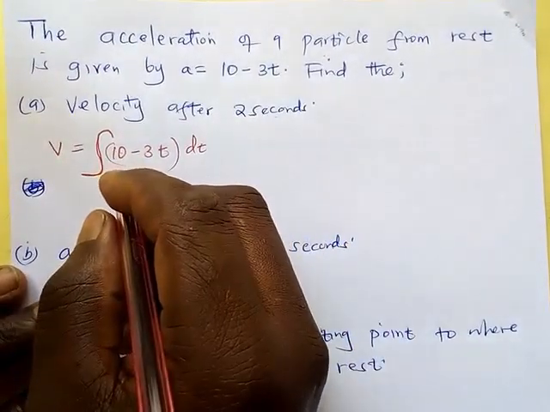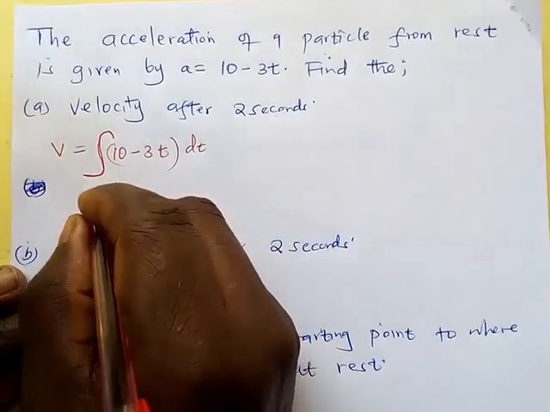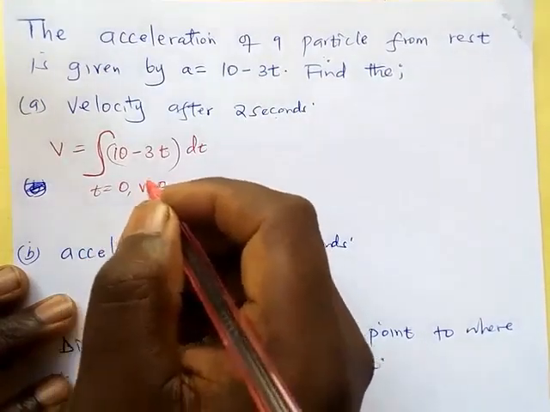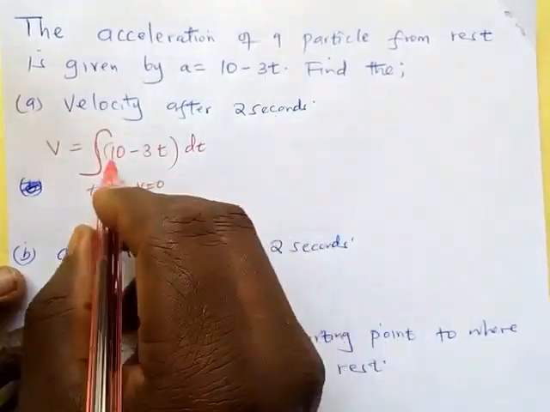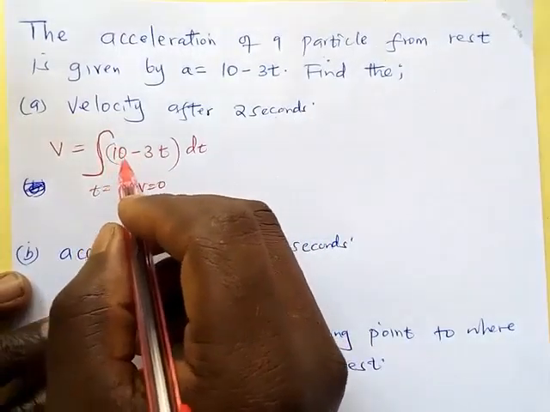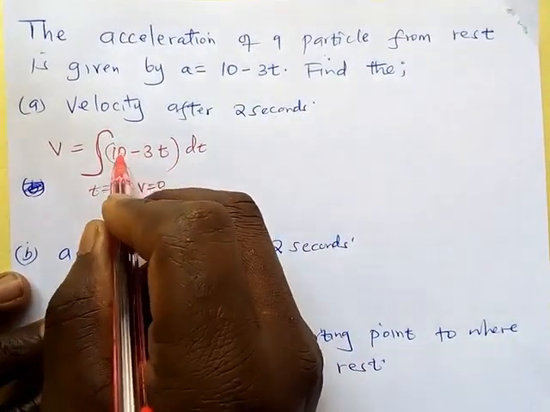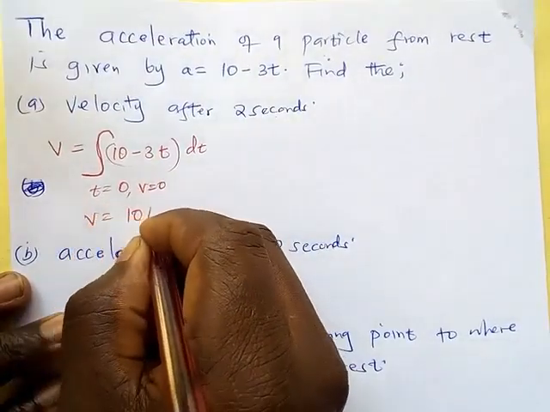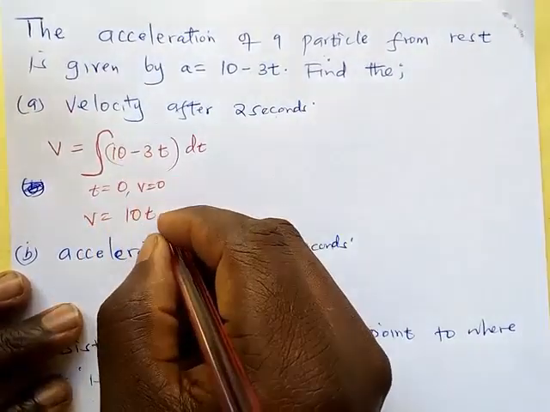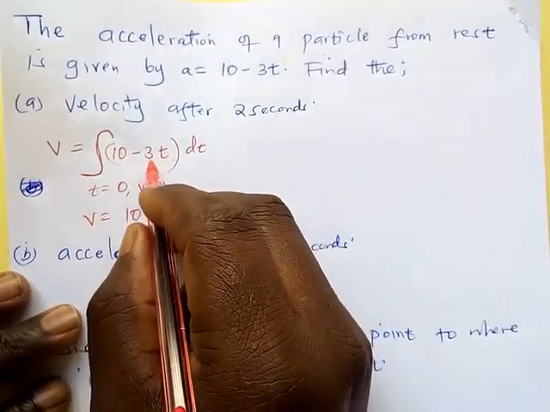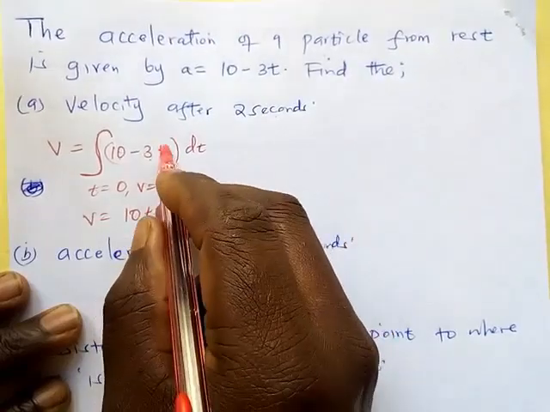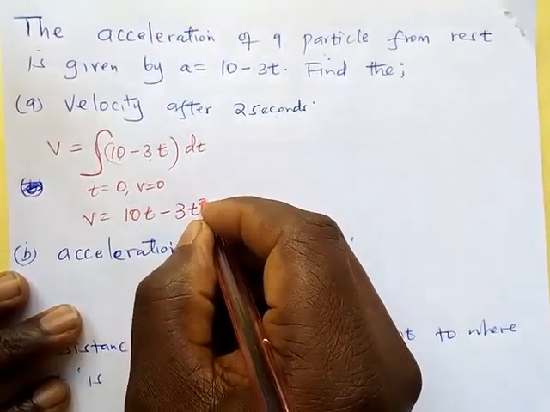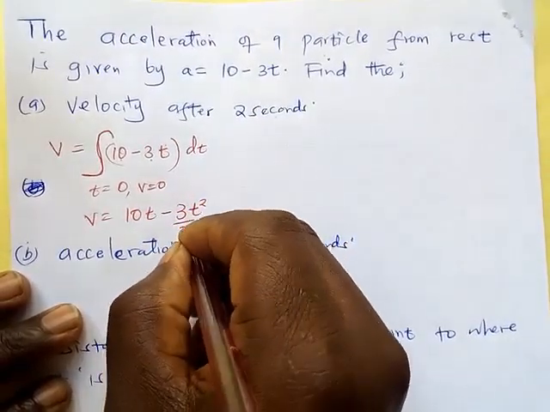You should always remember that at rest, t is equal to 0 and the velocity is equal to 0. When a particle is at rest, nothing is happening. So let us integrate this. I hope you know how to integrate. Because it is dt, we are going to have 10t. So velocity is equal to 10t minus 3 times t, which is raised to power 1, so we add 1, that is 2, and then we divide by the power 2, right?